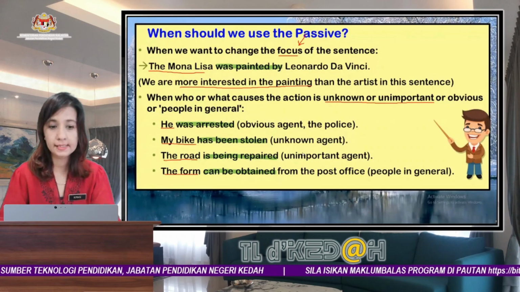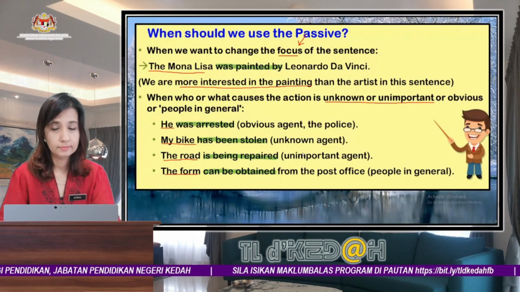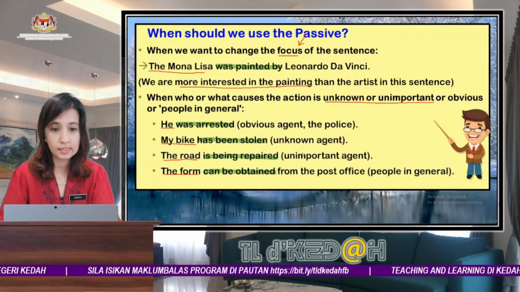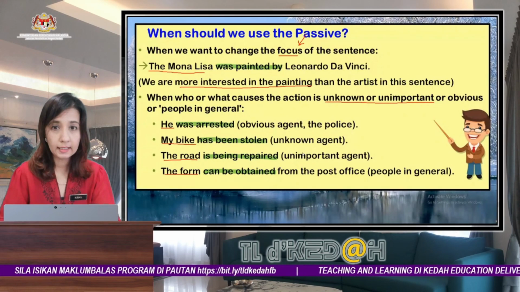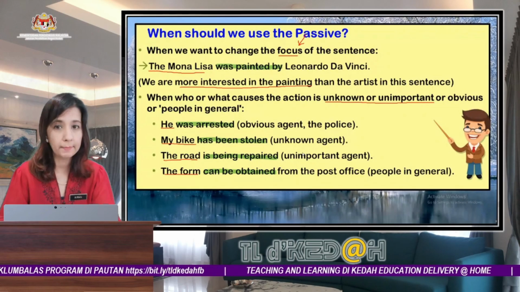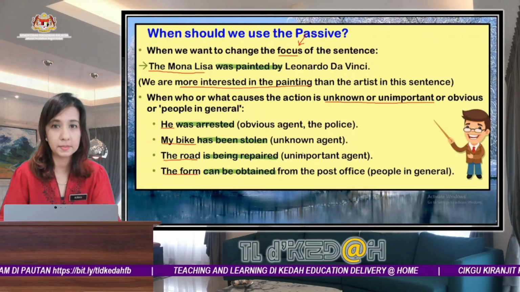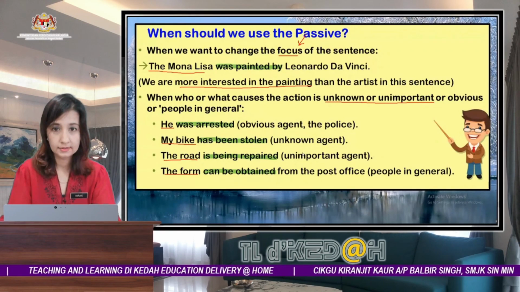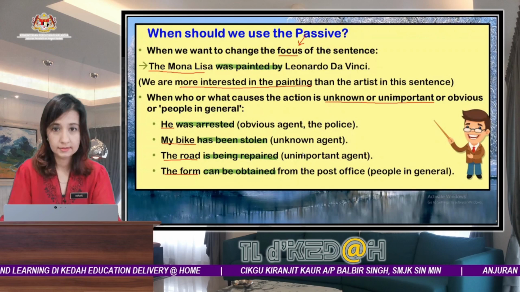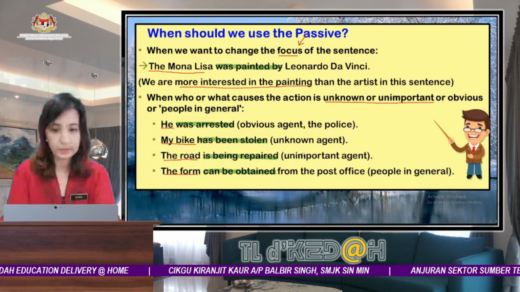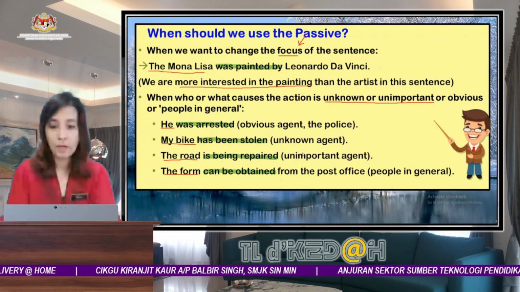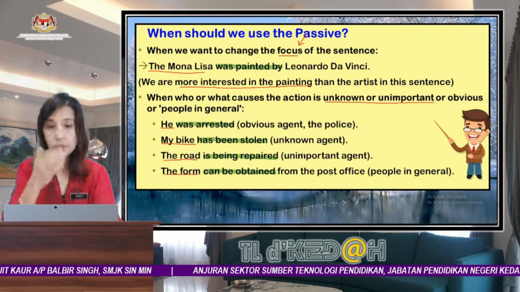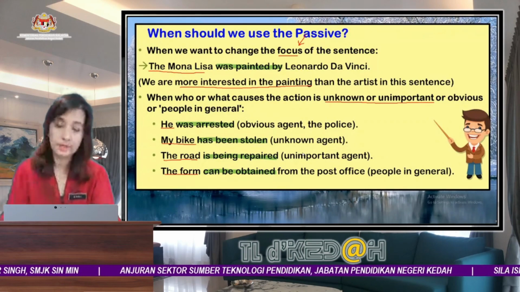For example, look at the sentences here. He was arrested. Who arrested him is not important, but we know he was arrested. My bike has been stolen. Who stole my bike is not important, but I'm telling you, my bike has been stolen. So the focus is the bike. The road is being repaired. So we are focusing on the road. Who is repairing the road is not important. The form can be obtained from the post office. So this is something very general. Where can you get the form? You can get the form in the post office.